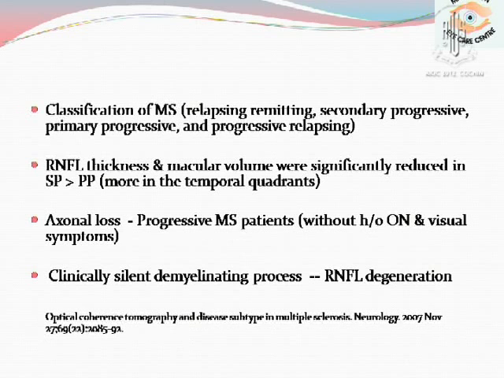It helps us in classifying MS in the form of relapsing remitting, secondary progressive, primary progressive, or progressive relapsing forms of MS. Nerve fiber layer thickness and macular volumes were significantly reduced in secondary progressive as compared to the primary progressive form of multiple sclerosis. Axonal loss is indicating progression of multiple sclerosis. If the serial OCT scans are showing a serial loss of nerve fiber layer, probably the MS is progressing. So this shows that it can be a clinically silent form of demyelinating process, and there can be gradual nerve fiber layer loss which can be revealed by an OCT.